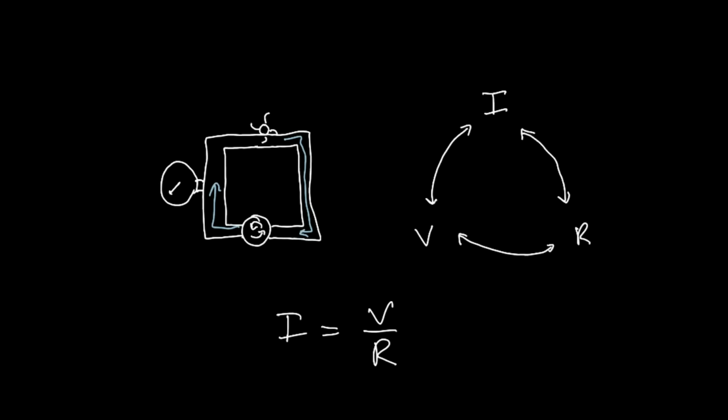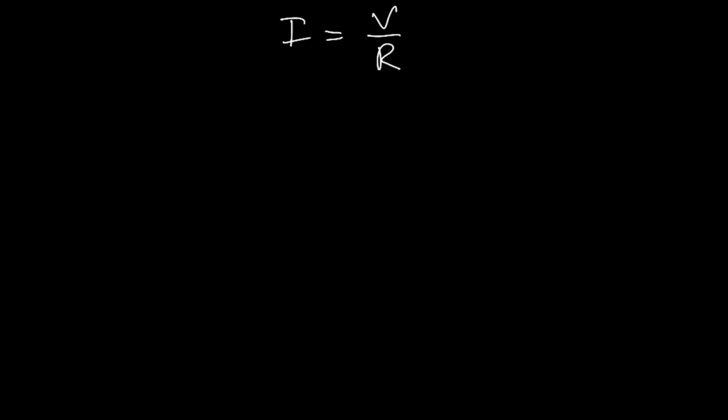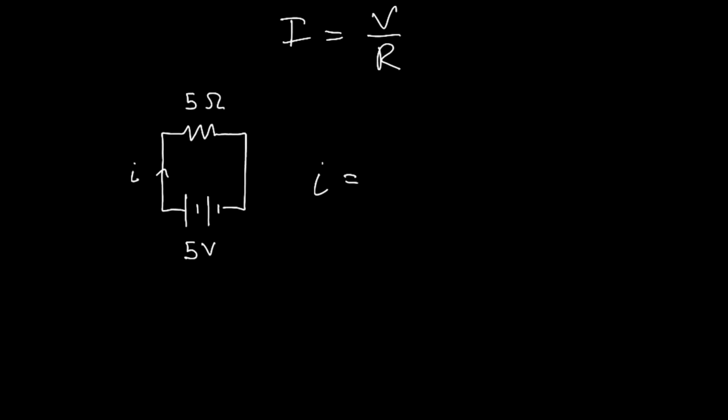So let's do some electrical examples. So let's say we've got this circuit right here, and we've got 5 volts here, 5 ohms on this resistor. How do we solve for current? So the only thing we have to do is plug in this equation up top. We don't even have to rearrange it. We plug in 5 volts and 5 ohms, and we get 1 amp. So let's try another example.